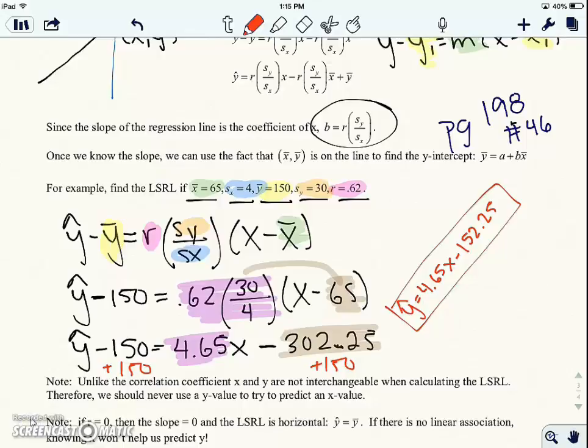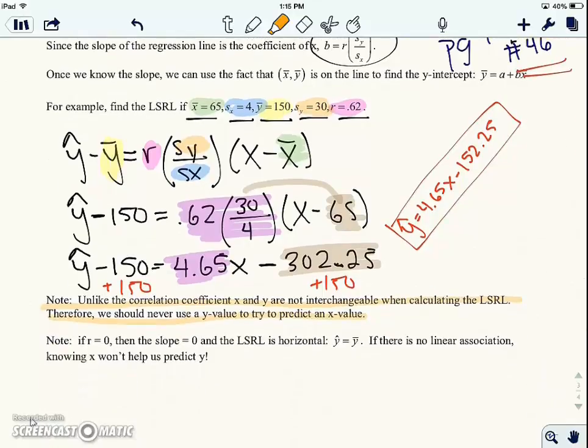So this is exactly how you would do problem 46 if you haven't been able to do it. Just a couple notes. Note, unlike the correlation coefficient, x and y are not interchangeable. This is some last information unrelated to what we just did when calculating the least squares regression line. Therefore, we should never use a y value to try to predict an x value. You might actually get the same linear regression line, but the r's will not be the same.